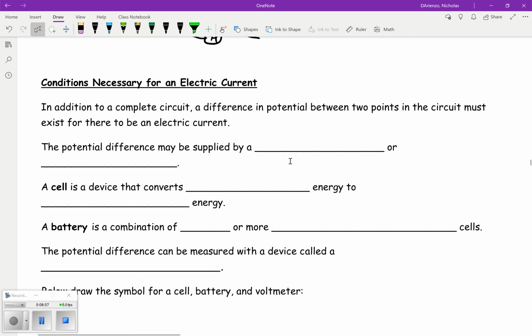Now we do need certain conditions in order to have an electric current. In addition to having a complete circuit, or a closed path along which our current can travel, one of the necessary items is a difference in potential between 2 points in the circuit. And that must exist in order for there to be an electric current. I'll liken this to your river.